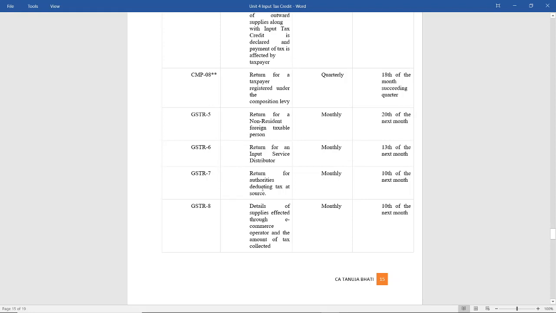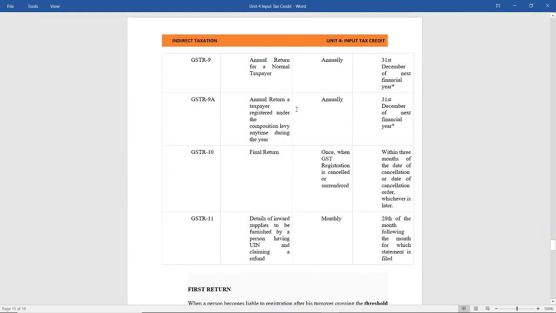GSTR 7 is to be filed by those authorities who are deducting tax at source. It has to be filed monthly, by the 10th of the next month. GSTR 8 is to be filed by e-commerce operators, monthly by the 10th of the next month. GSTR 9 is an annual return for a normal taxpayer, filed annually by 31st December of the next financial year. GSTR 9A is an annual return that has to be filed by those persons who are registered under the composition levy. Again, it has to be filed annually by 31st December of the next financial year.